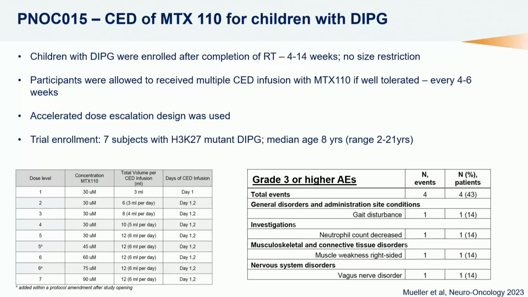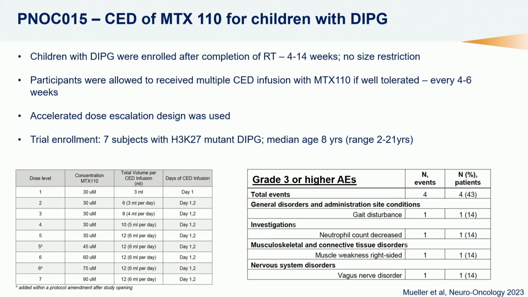And so these children enrolled 4 to 14 weeks after completion of radiation therapy, and then received as much as tolerated, every 4 to 6 weeks, these infusions. And we employed an accelerated dose escalation design. We enrolled a total of 7 subjects with these mutant DIPGs, with a median age of 8 years. And overall, I would say that the treatment was pretty well tolerated.